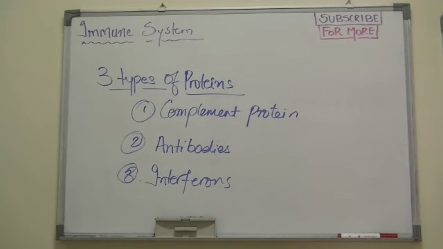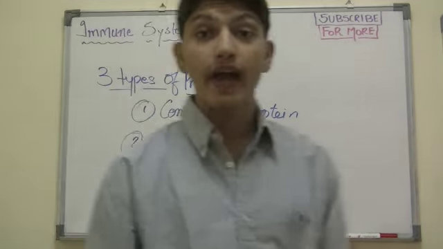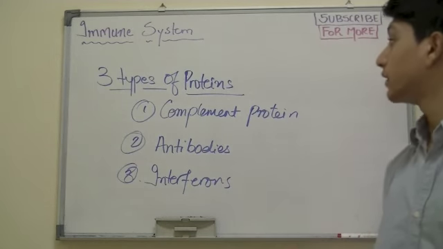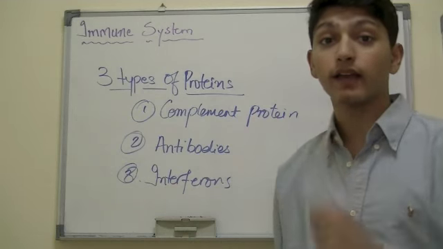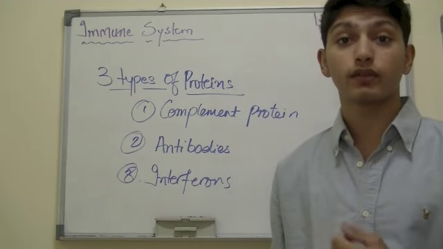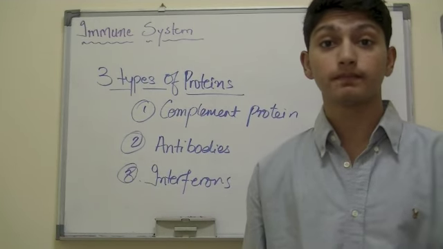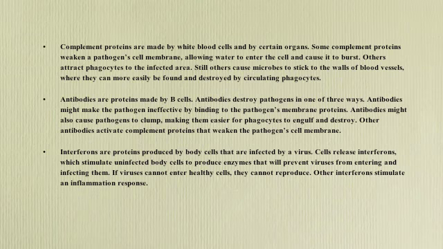Okay, now what we'll do is go ahead and talk about these three different types of proteins. So let's move on to the slide in which we talk about them. So here are the three different types of protein that play an active role against intruders. You can go ahead and pause the video and take a look at those.